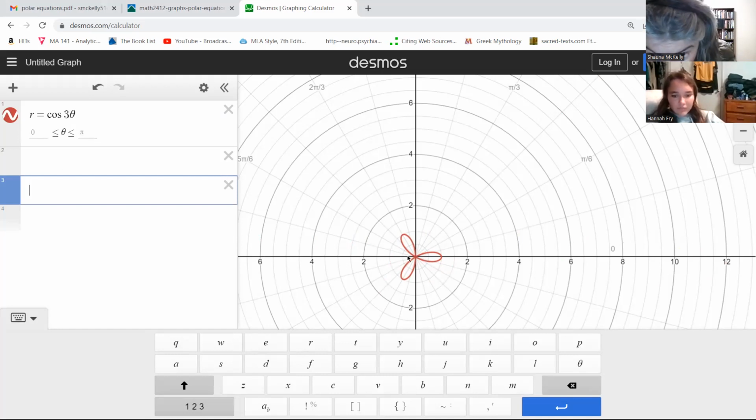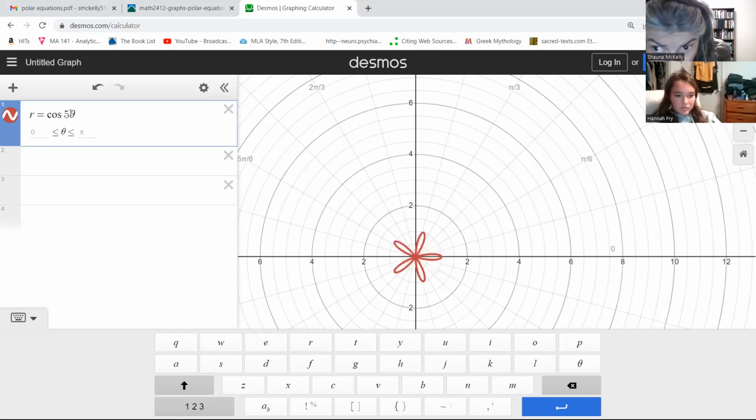Now I'm going to show you where some of these come from, but notice, 3 is odd. And when it's odd, you get the same number of petals as that coefficient. If I change this to 5, I have 5. If I change this to 7, I have 7, and so forth. Now let's go back to 3.